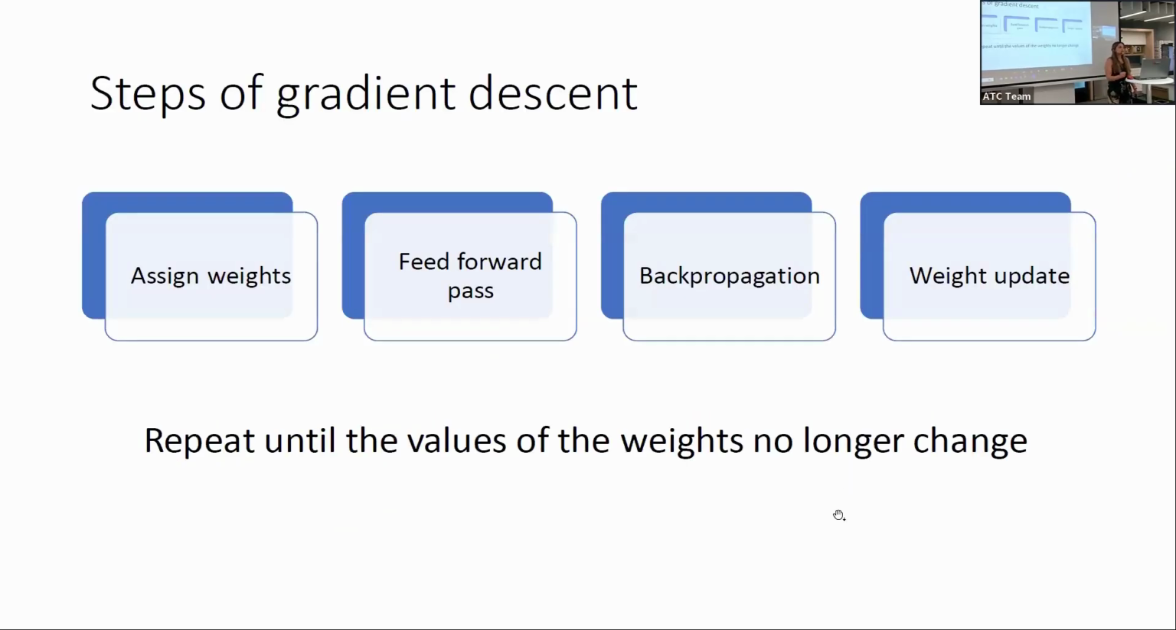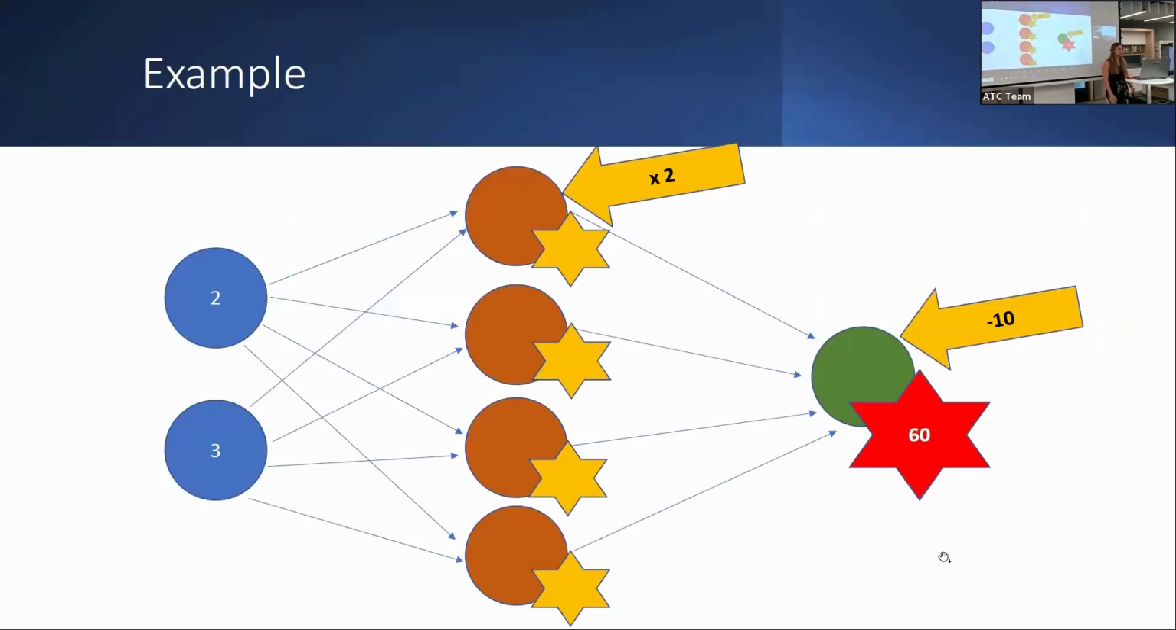The steps of gradient descent: first we assign weights, then we do a feed forward pass, then we do back propagation, and then we do weight update. And you repeat this process, because I said it's an iterative process, until the values of the weights no longer change. So we no longer update the weights because you have found the correct weights. You have found the weights that result in the correct output. Okay, so let's look at an example.